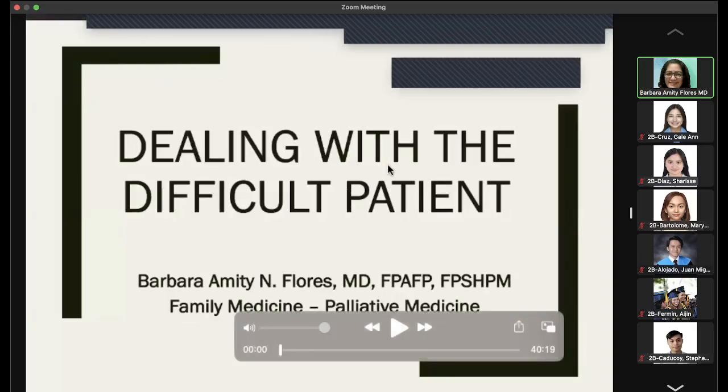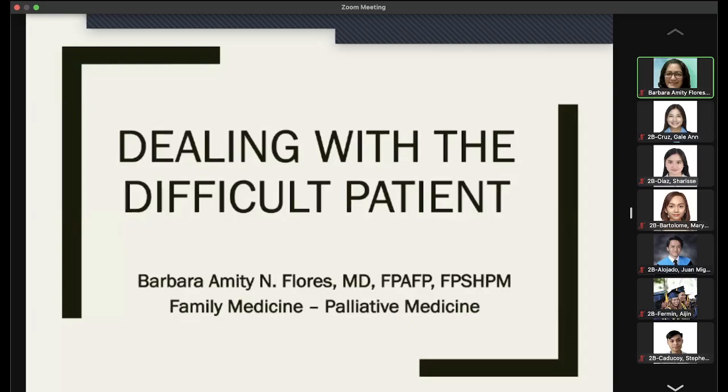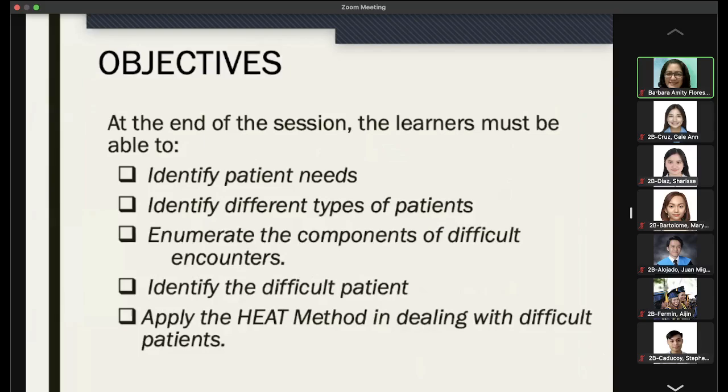So, dealing with a difficult patient. At the end of the session, the learners must be able to identify patient needs, identify different types of patients, enumerate the components of difficult encounters, identify the difficult patient, and apply the HEAT method in dealing with difficult patients or difficult encounters.